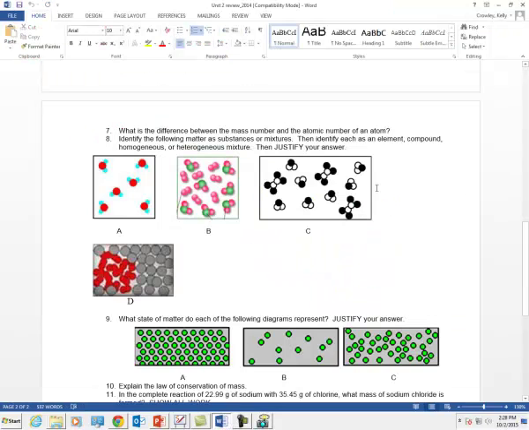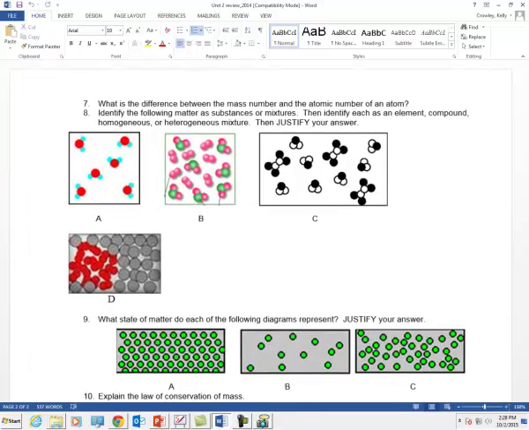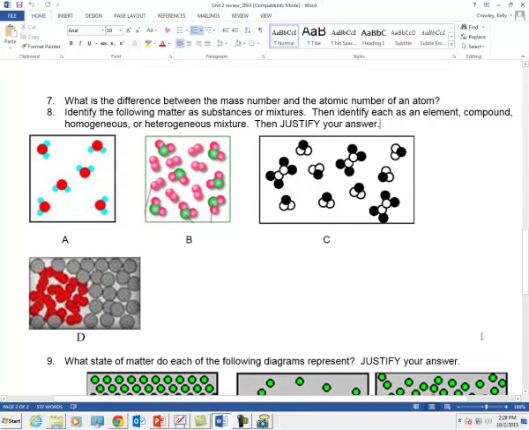Okay. Number 8, and I'm so glad that you guys are watching this video because you can see number 8 in color. On your guys's, it's not in color. I'm so sorry. Color really does help. So let's see if this makes a little bit more sense now that you can see it in color. You need to identify them as a substance or a mixture, and then after that, tell me if it's an element or compound, homogeneous or heterogeneous.